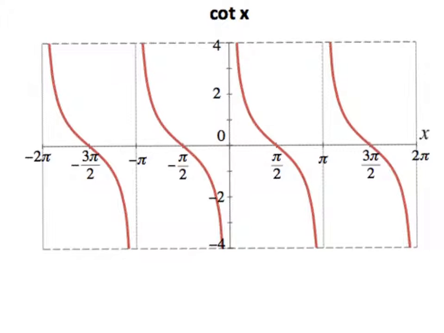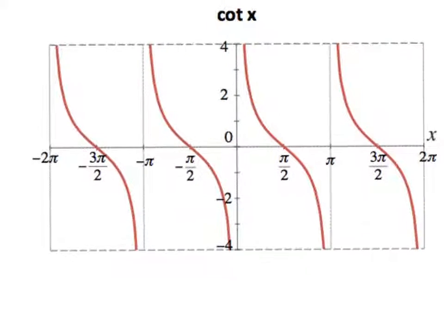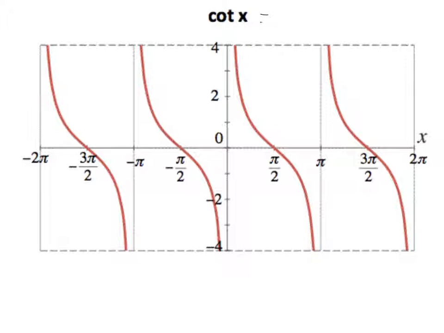The last of the 6 trig functions we're going to learn about is what we call the cotangent function. Alright, here's the graph for cotangent. Remember, cotangent is just cosine over sine.